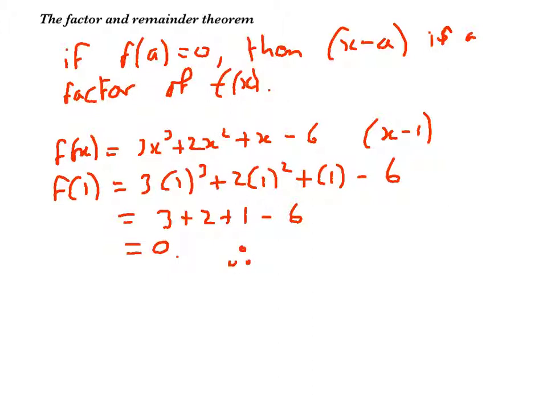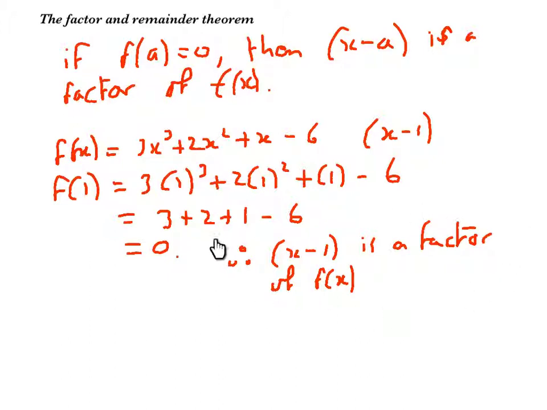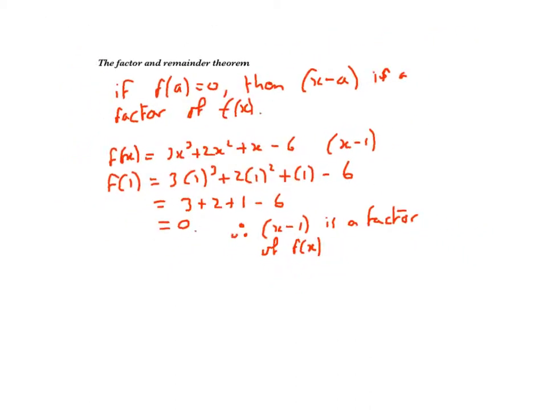Therefore, I must write this in the exam. I must write this conclusive statement to get the full marks. There I say, therefore, x minus 1 is a factor of f of x. And this is because it equaled 0, didn't it? Or I could say the equivalent of, say, by the factor theorem, x minus 1 is a factor of f of x, or some equivalent of that, okay?